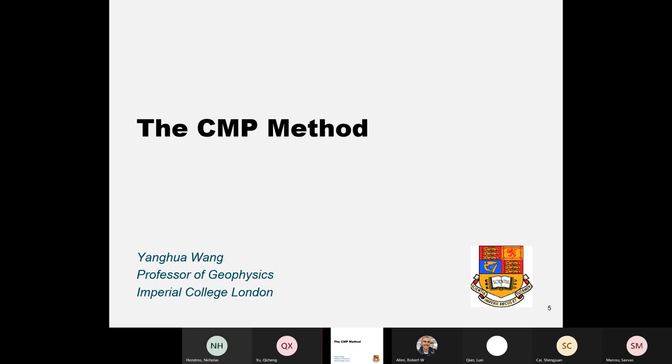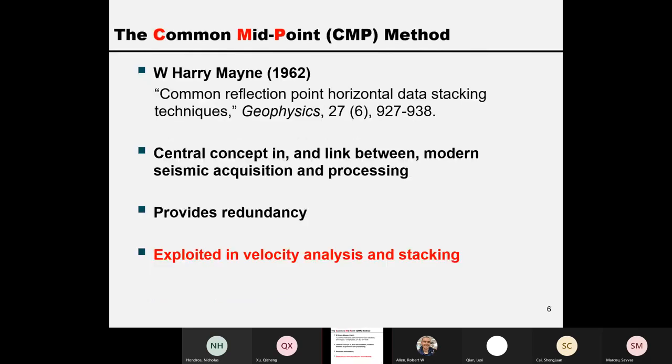So the first one, CMP methods, right? On the day this concept was invented, it was actually called the CRP method, in a publication in Geophysics, in 1962. Gradually, people realized CRP is not equivalent to CMP. But in that paper, the author claimed this as the fundamental CRP.